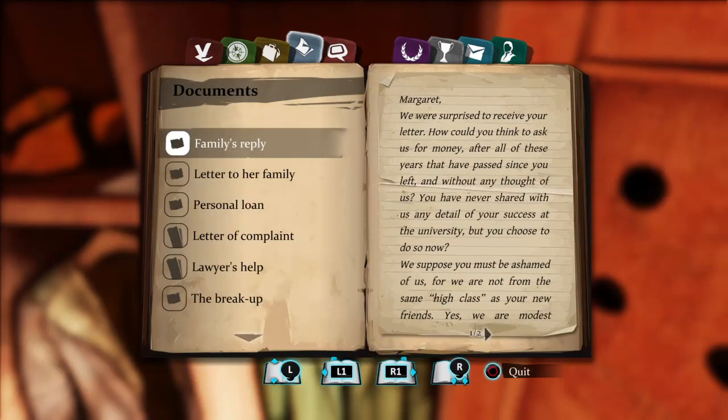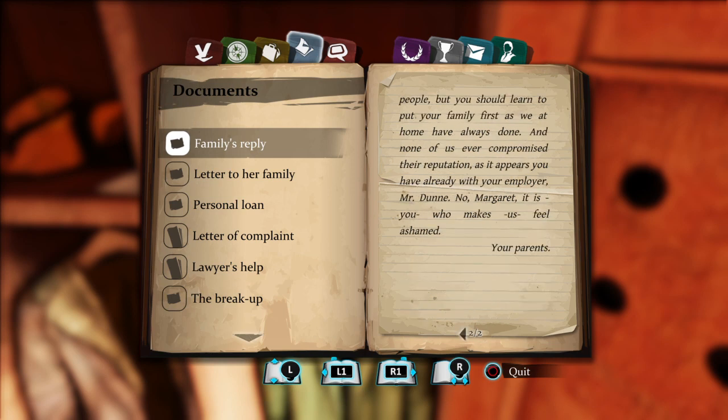Another letter. Family's reply. Margaret, we were surprised to receive your letter. How could you think to ask us for money after all of these years that have passed since you left and without any thought of us? You have never shared with us any detail of your success at the university, but you choose to do so now? We suppose you must be ashamed of us, for we are not from the same high class as your new friends. Yes, we are modest people, but you should learn to put your family first, as we at home have always done. And none of us ever compromised their reputation, as it appears you have already with your employer, Mr. Dunn. No, Margaret, it is you who makes us feel ashamed. Your parents.